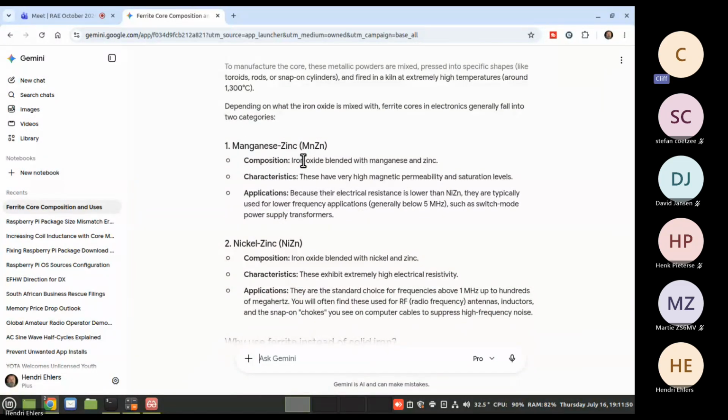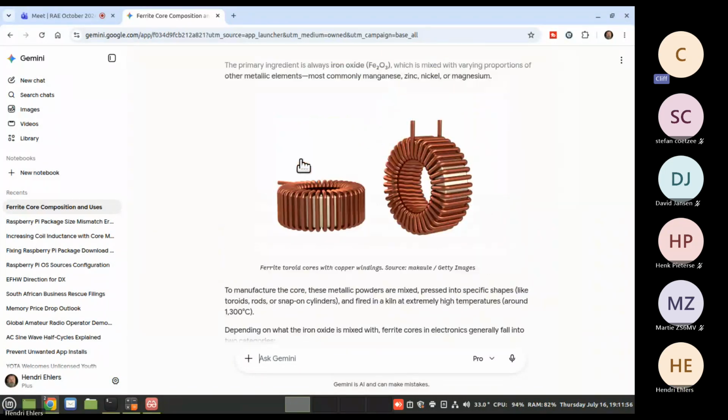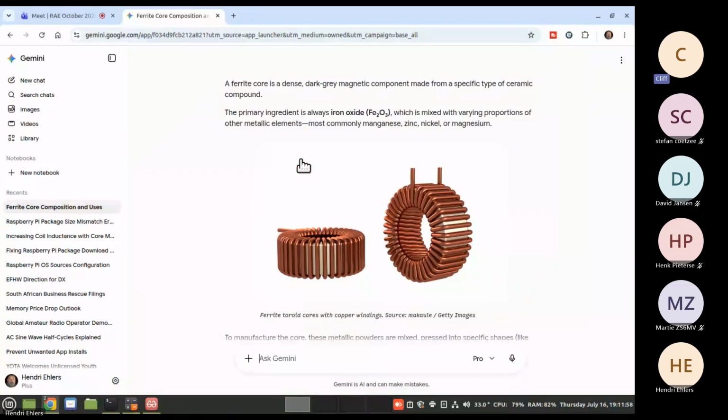Is the ferrite also not what they use to reduce noise, where they clip it over power cables? Absolutely, and you'll find them on your laptop power supplies. It stops the high frequency from passing through the wire.